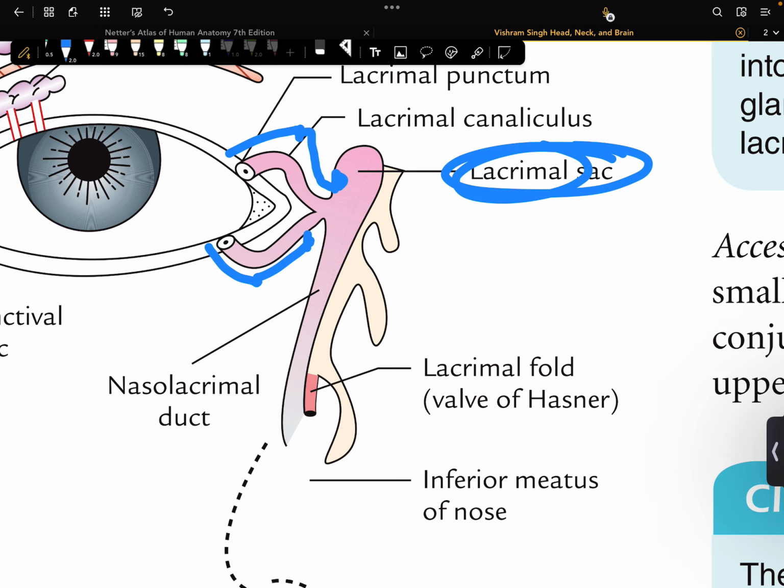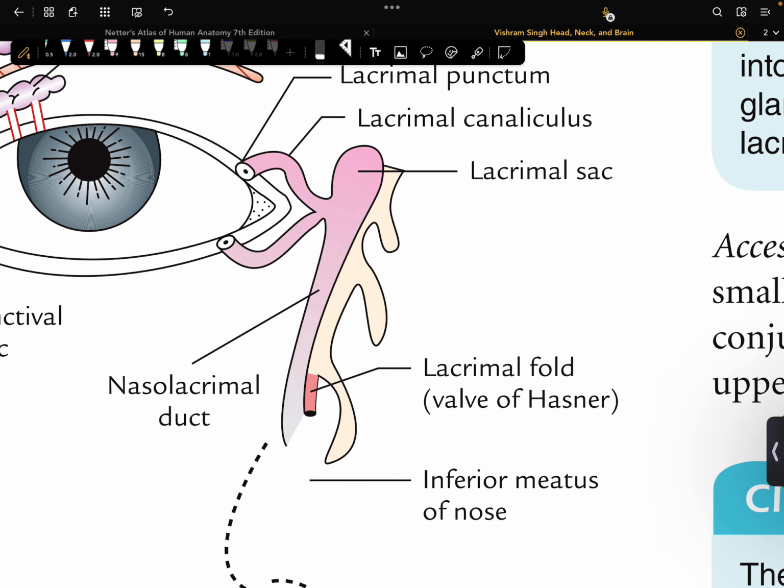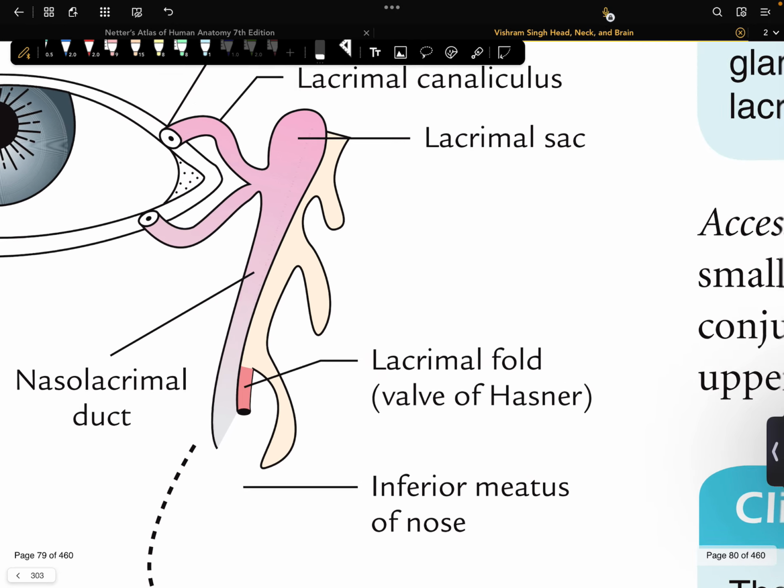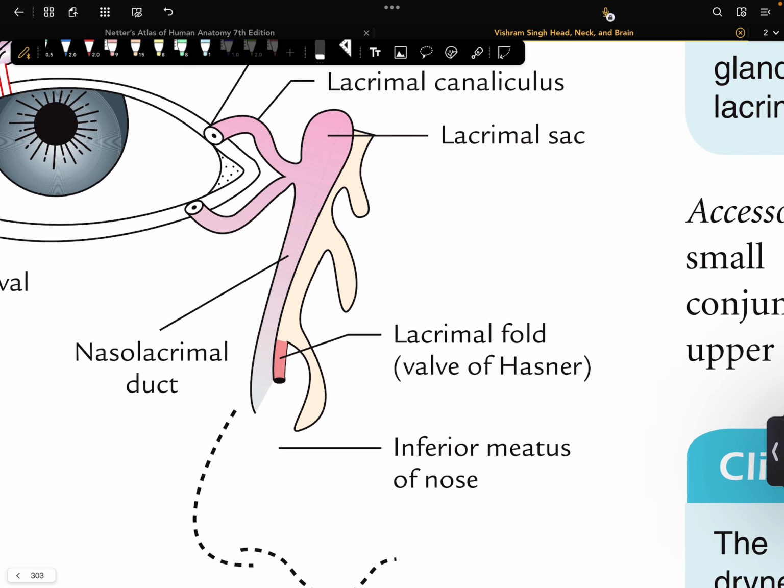And in the curved portion we can see a dilated part called the ampulla. Okay, this is the ampulla. And then we can see the lacrimal sac is there. The lacrimal sac is bound medially.